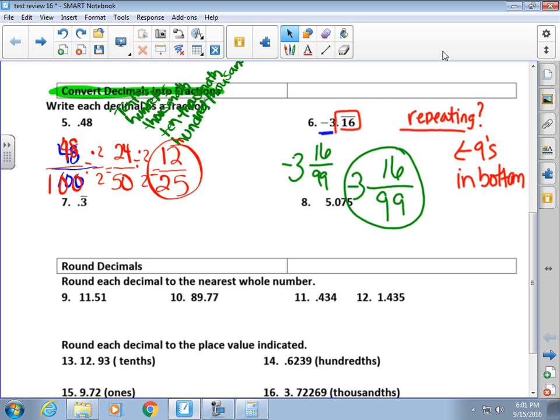All right? Number 7. If I use this rule right here, repeating, yes. So 9s go in the bottom. 0.3 repeating, so I need a 3 in the numerator. 1 digit is repeating, so that's 3 9ths. All right, and from there I reduce, divide by 3, 1/3.